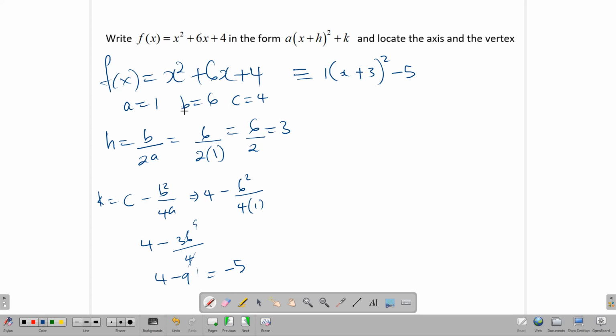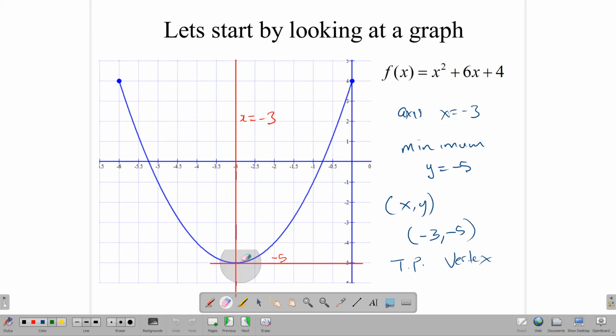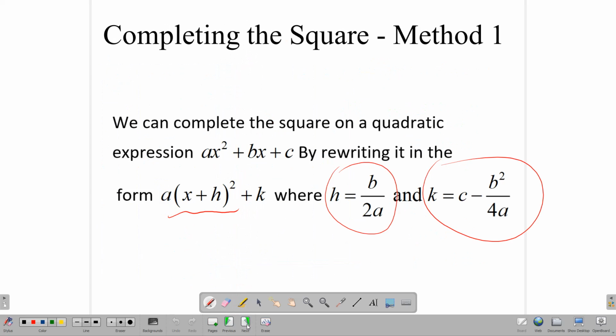Now, how do we interpret it? If we want the axis, then all we have to do is to solve this part. So we say x plus 3 equals 0, and therefore x is equal to 0 minus 3. So we get x is equal to -3. That's the axis. And just let me skip back a little bit. Notice that in your function here on the graph, our axis was -3. So there you have it.